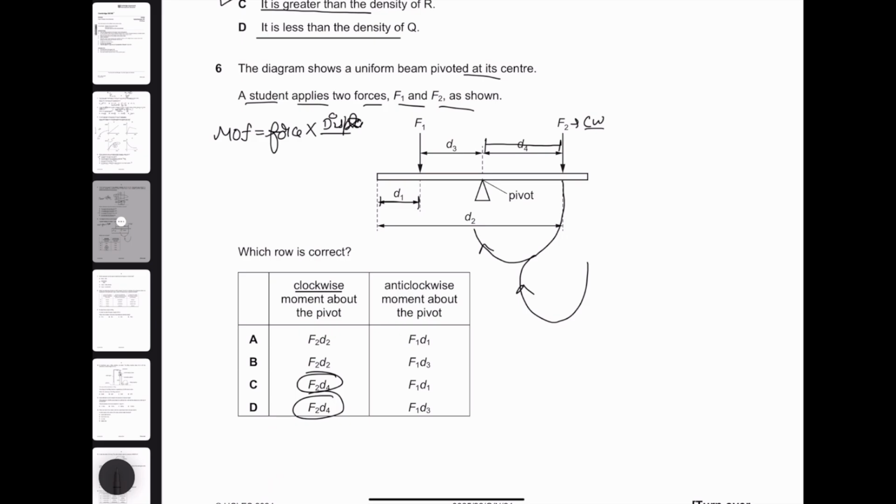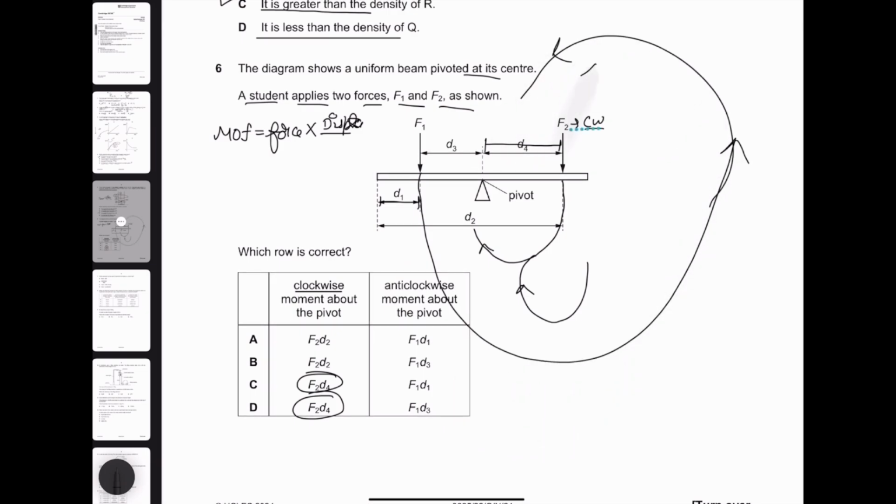Now, let's have a look at the anti-clockwise movement. This force F1 will try to rotate something like this, right? You get the idea? And which direction is this? This is anti-clockwise. What is its distance from the pivot? D3. So F1 D3. The correct answer should be D. Not a very difficult question. They gave you these extra distances just to confuse you.